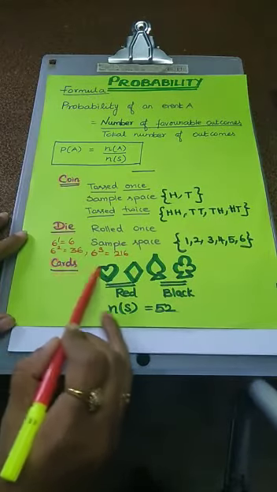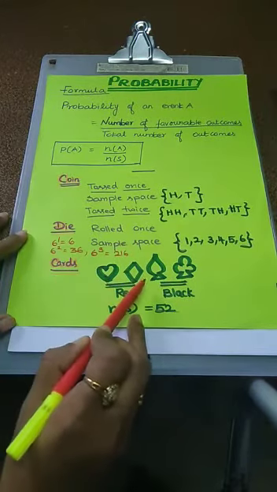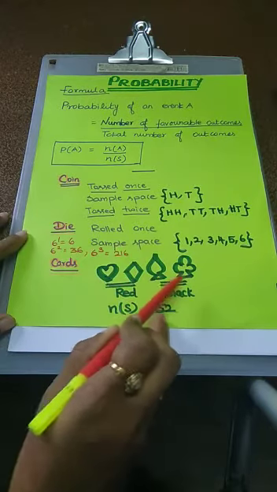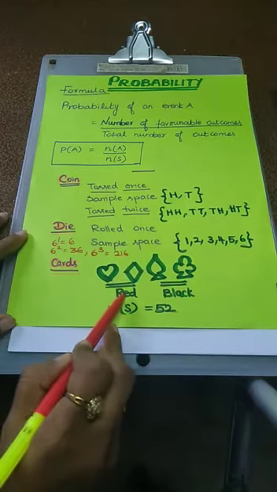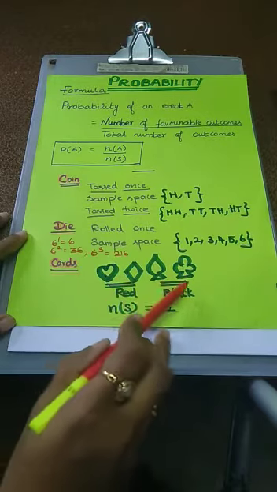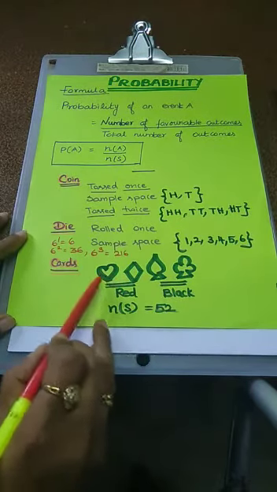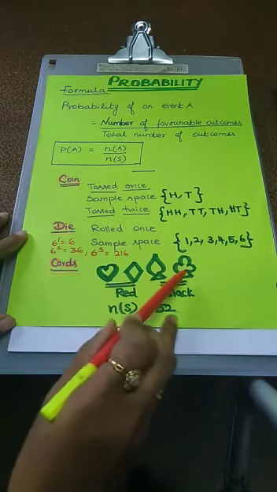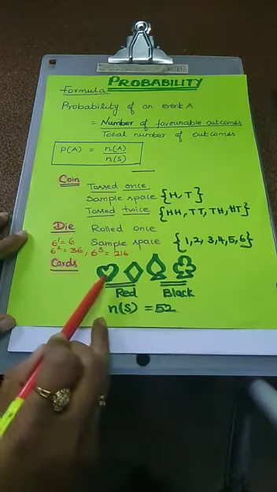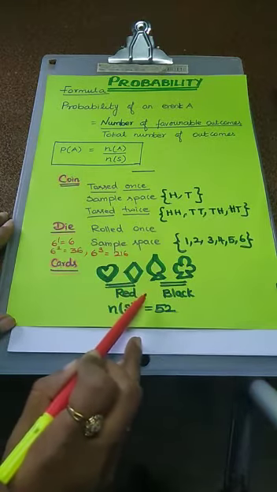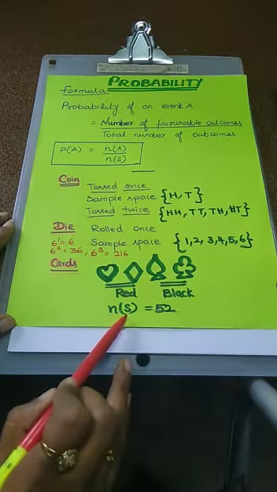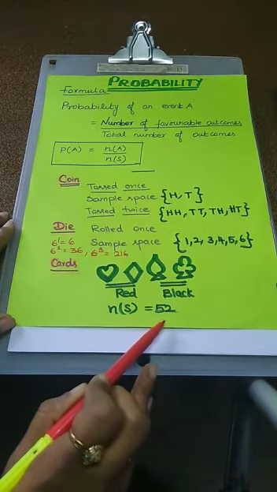Next one, cards. Very simple one. In playing cards, we have 4 shapes: heart, diamond, spade, clover. Two shapes are red in color and two shapes are black. Heart and diamond are red; spade and clover are black. Every shape has 13 cards. So the total is 13 into 4, which gives the sample space value 52.